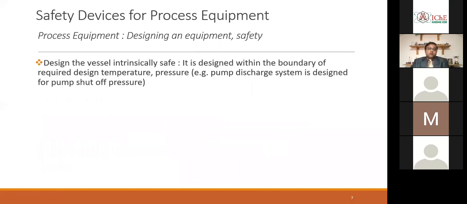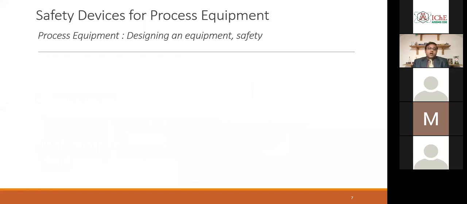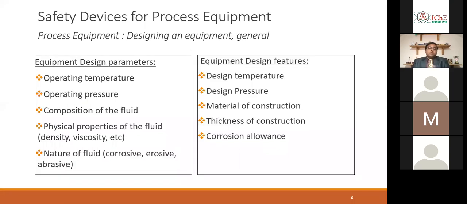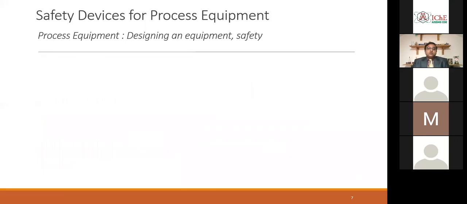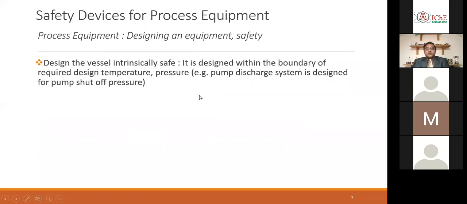So, safety designing of an equipment. How can you make an equipment safe? First of all, the approach is based on the previous parameters. You make a vessel intrinsically safe, meaning by design itself you make it safe, so that whatever abnormal scenario happens, nothing will happen to my equipment. So it is designed within the boundary of the required design temperature and pressure.